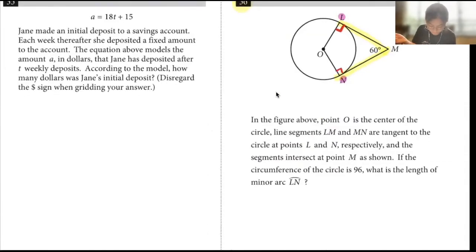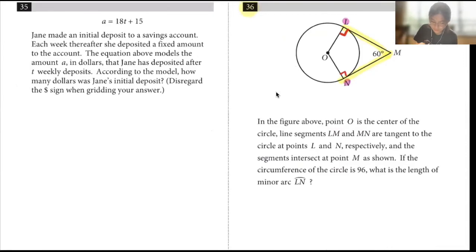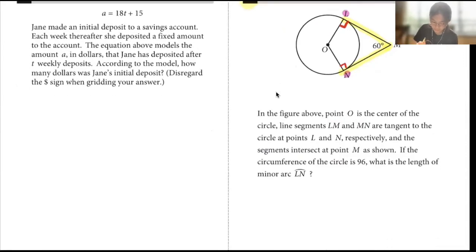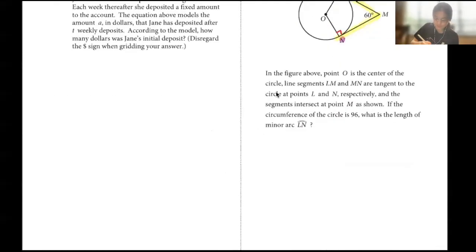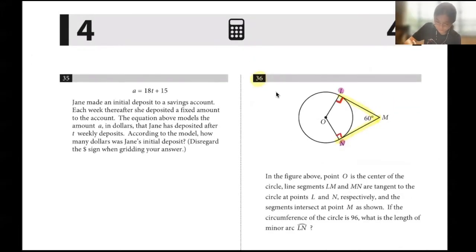Respectively. And the segments intersect at point M as shown. If the circumference of the circle is 96, so the circumference is the perimeter of the circle. It's talking about this right here. Oh, maybe I should make it a different color. This is the circumference. Okay.